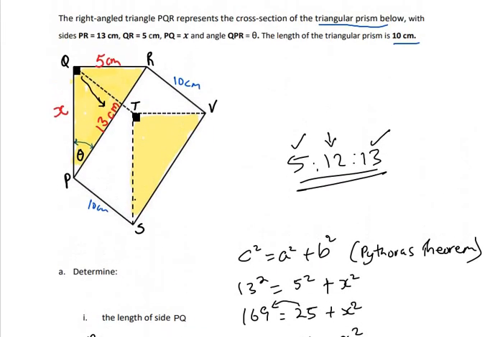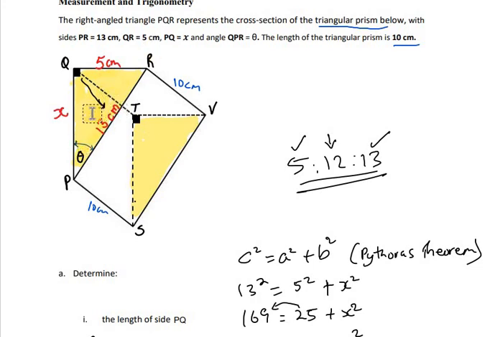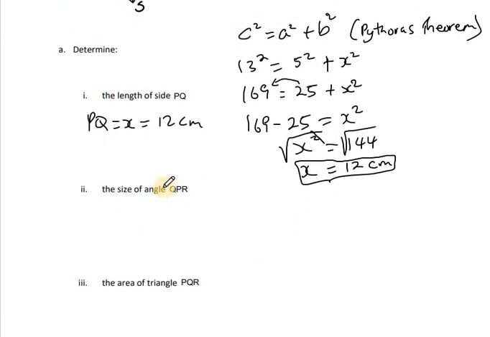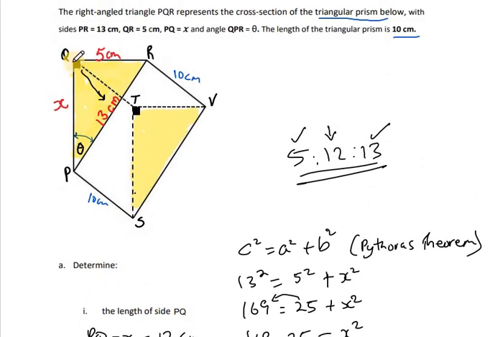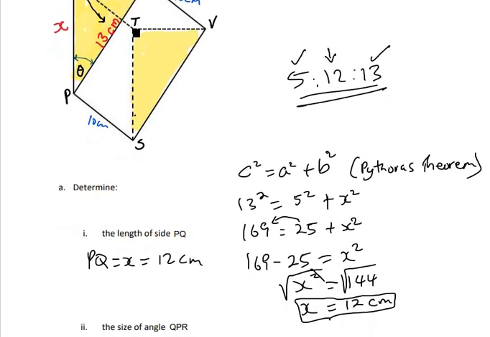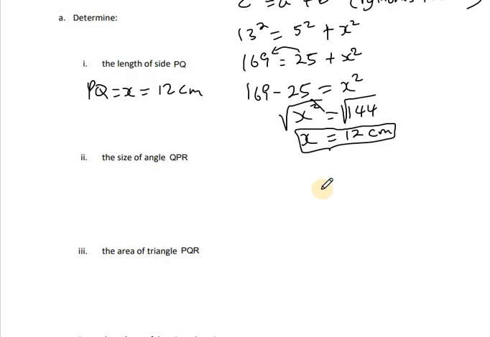Now we're asked to find angle QPR. So what is angle QPR? Angle QPR is the same as angle theta, Q to P to R. So that's the angle theta we're talking about. So how will we calculate that? Let me just do a quick sketch of the triangle that we have.